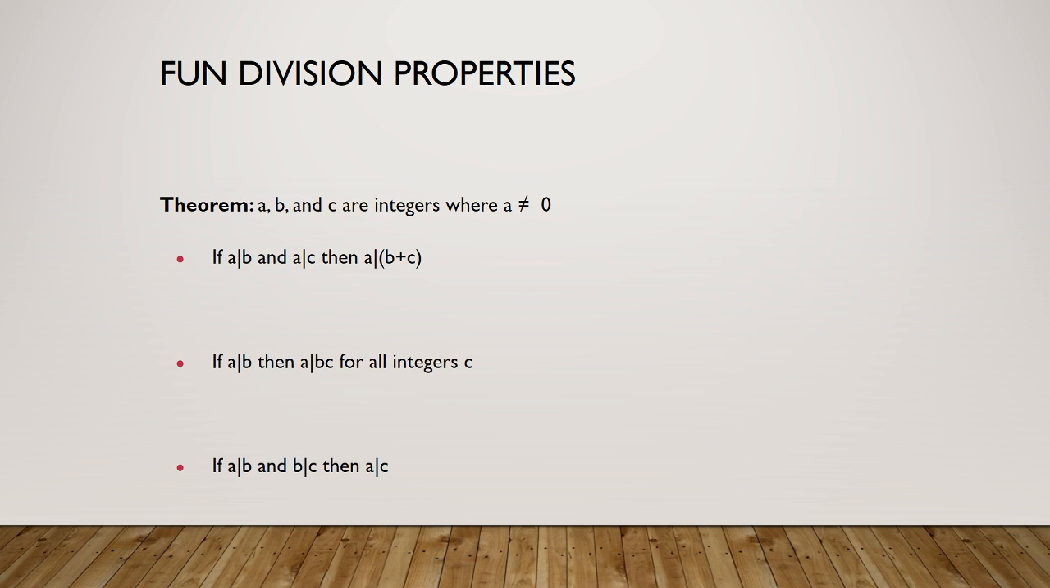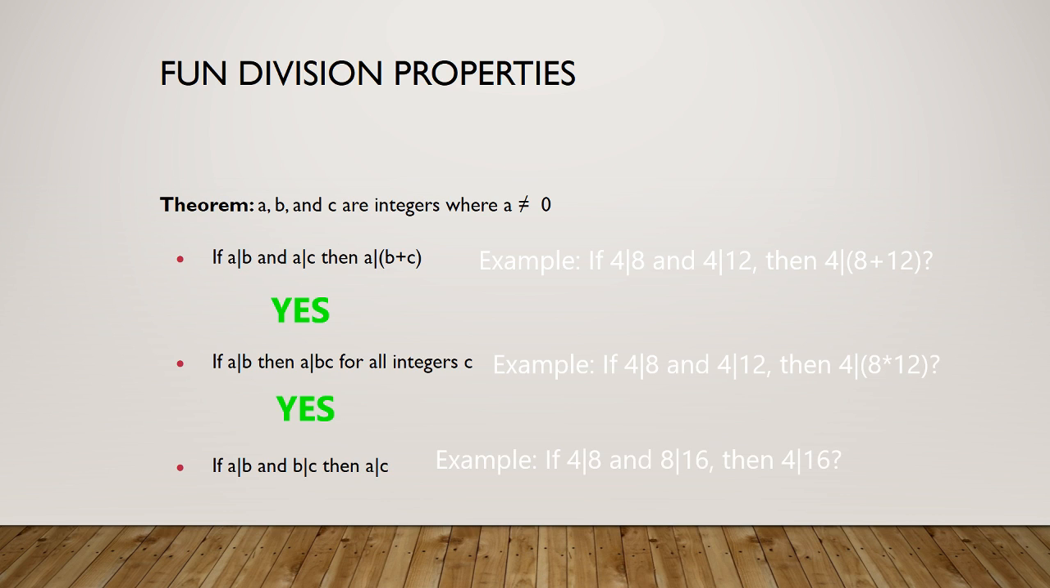The theorem is: a, b, and c are integers where a is not equal to 0. If a divides b and a divides c, then a should divide b plus c. It being seen by the example, 4 does divide 20, so it's true. If a divides b, then a should divide b times c for all integers c. For the example, 4 into 8, 4 into 12, 4 does indeed go into 8 times 12. If a divides b and b divides c, then a should divide c. Again, in the example, it becomes true.